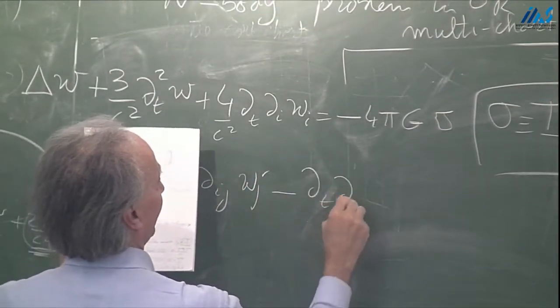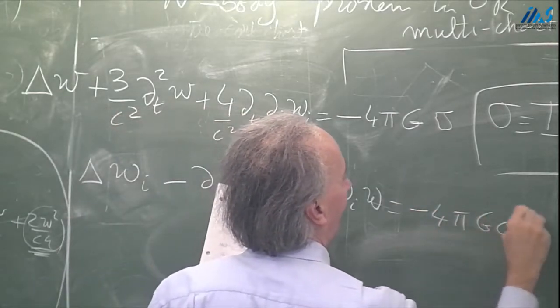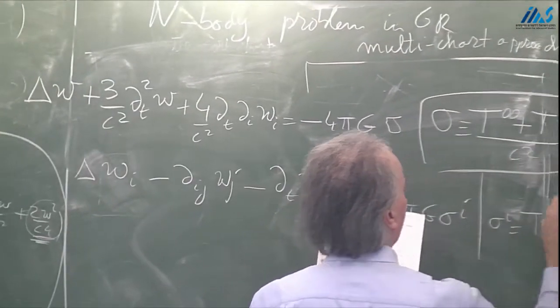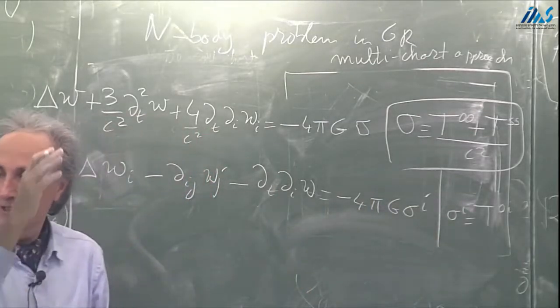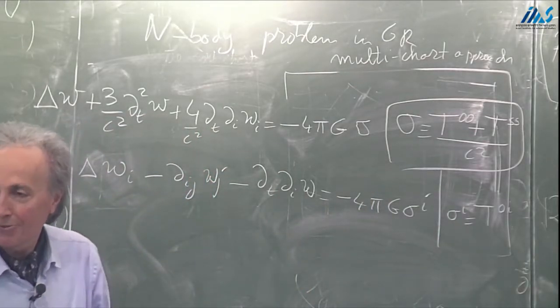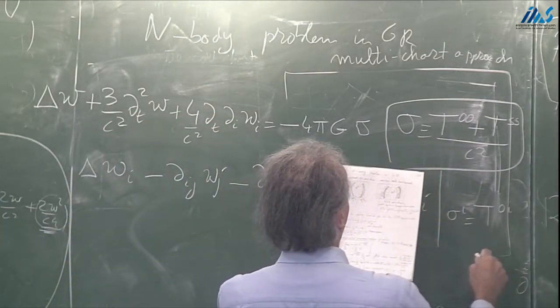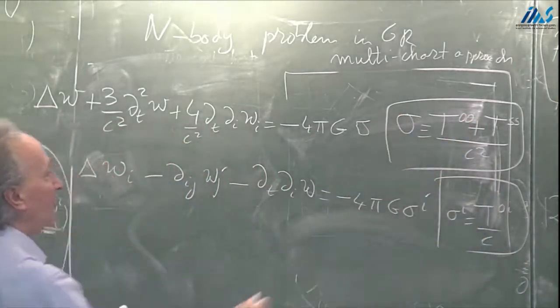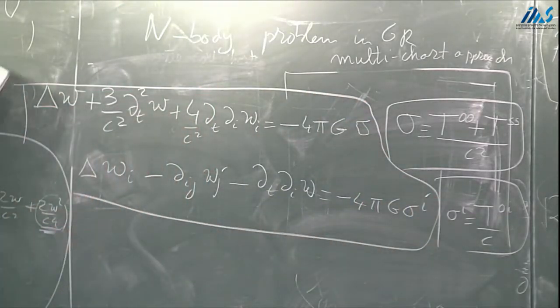Minus dt di W equals minus 4 pi G sigma I, where sigma I is just T0I with indices up, by the way. Here it's important. Here you cannot put, this is the real T with indices up. You cannot put an index up or down, otherwise it's wrong, okay? Because the metric is important here. T0I over c, simply. Anyway, these are components of the T mu nu. And then you get Einstein equations at the level where you include the main nonlinearities.